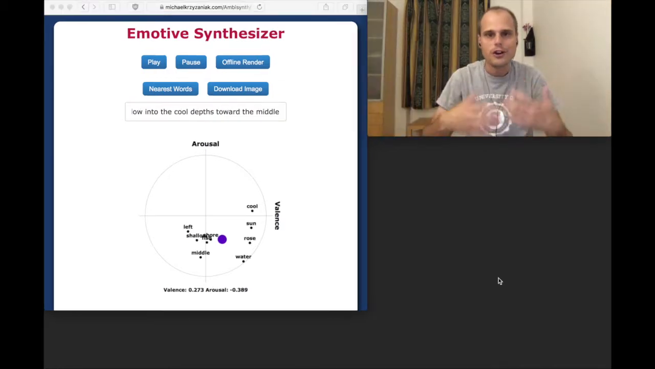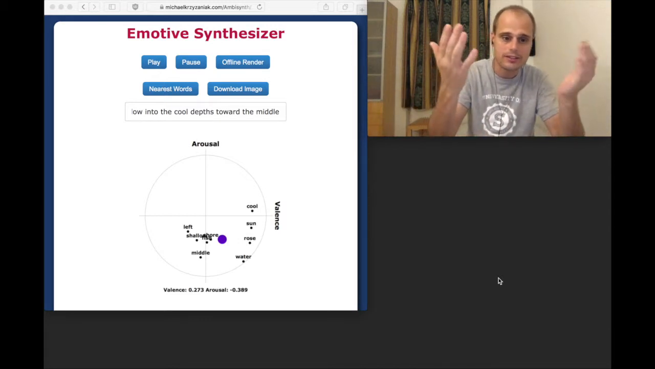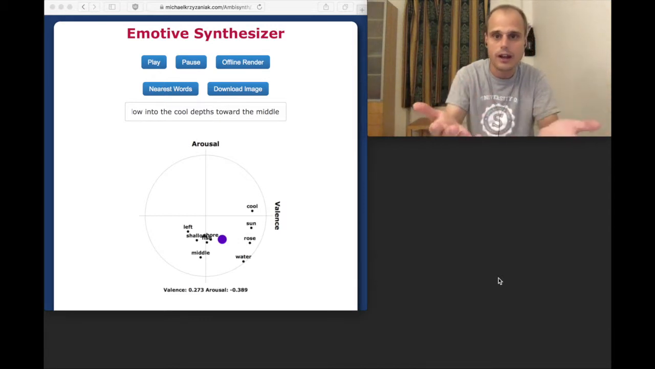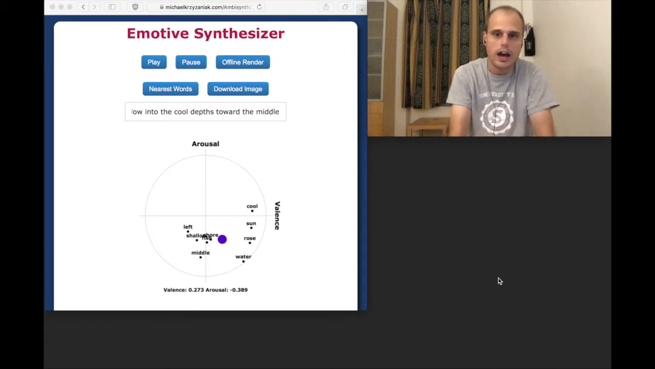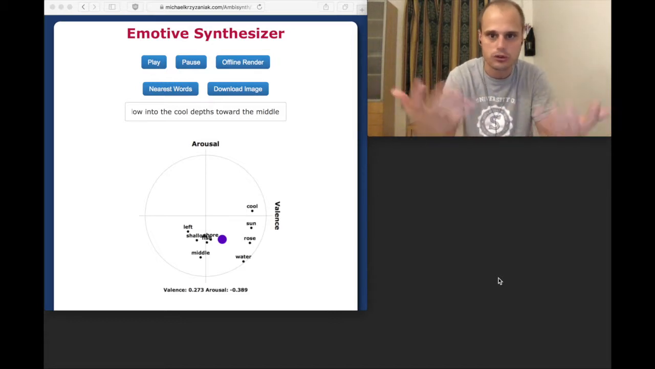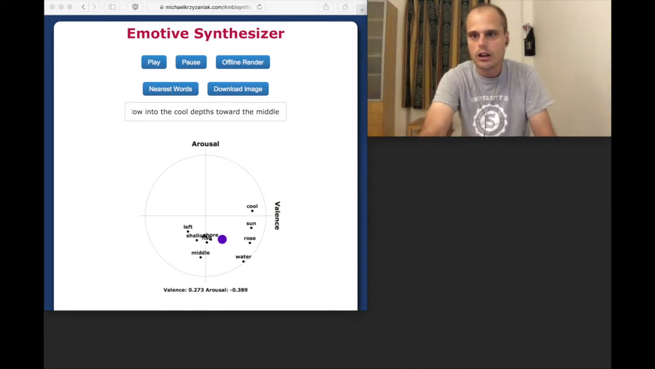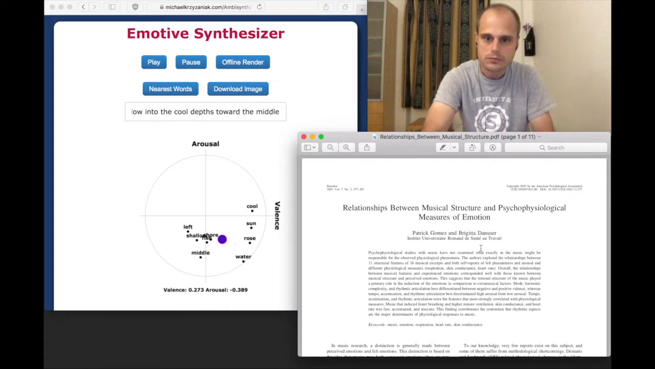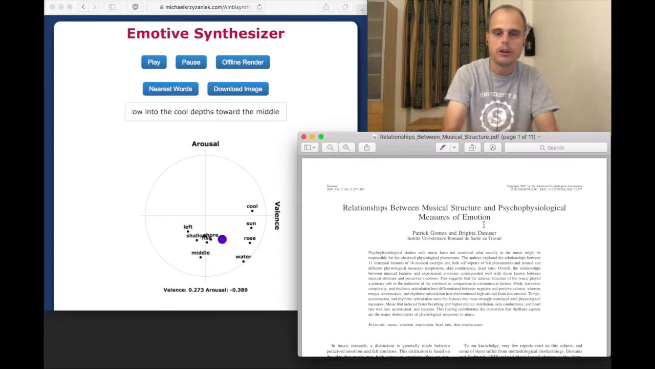So of course now what I want to do is synthesize some music that has this particular valence and arousal score. But how do I know what features the music should have? What should the music sound like? What should it be like? Well, I found this paper, and in this paper they link emotion to musical features.